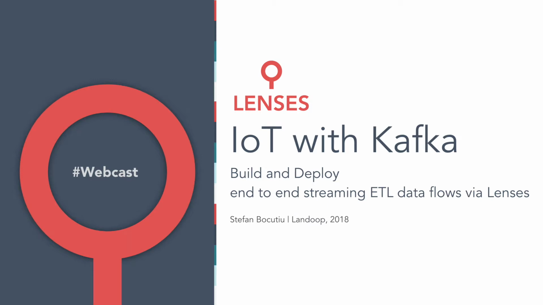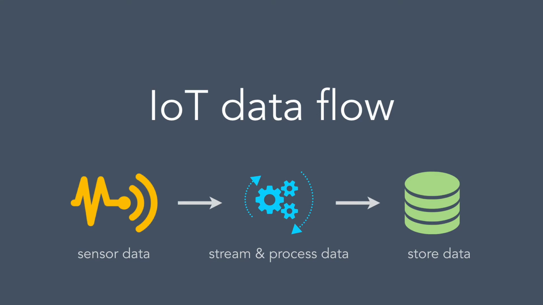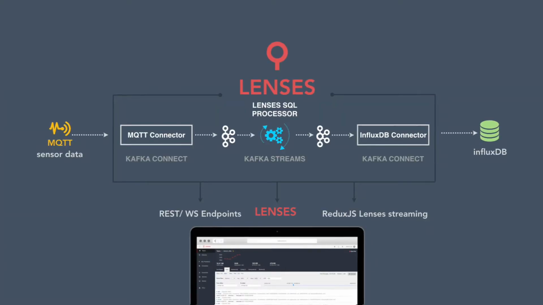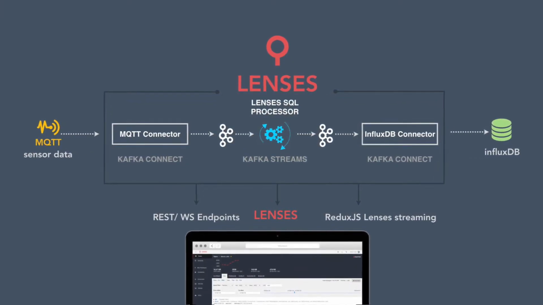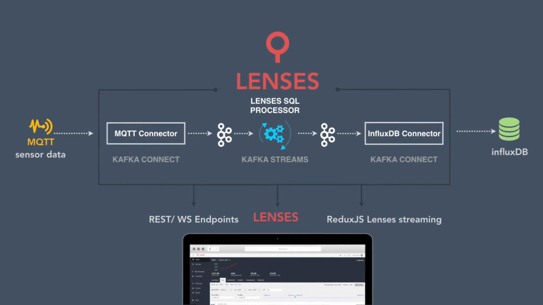A typical IoT data pipeline involves a myriad of sensors streaming various information. The stream of data is then continuously analyzed to produce various metrics or work out trends. The end result is then pushed into a storage system. Let's have a look now at how we can build an ETL pipeline by leveraging Lenses and Apache Kafka.